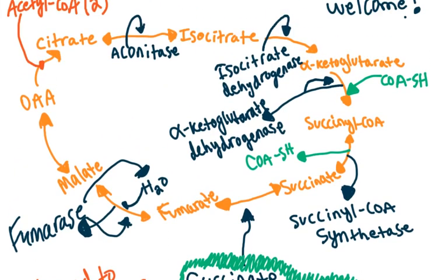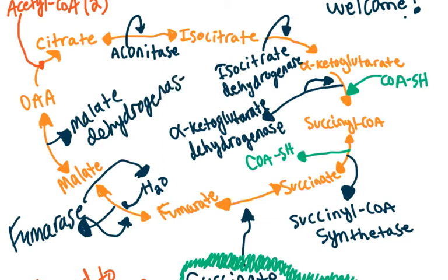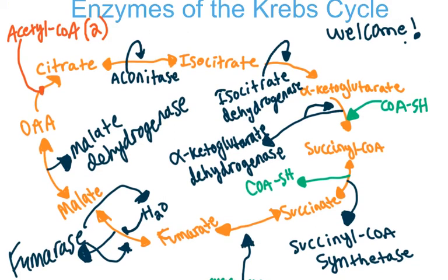Now, the enzyme that catalyzes the reaction from malate to oxaloacetate is called malate dehydrogenase. And last but not least, guys, the enzyme that catalyzes the reaction between oxaloacetate forming citrate by combining acetyl coenzyme A is going to be called citrate synthase, because we're synthesizing citrate.